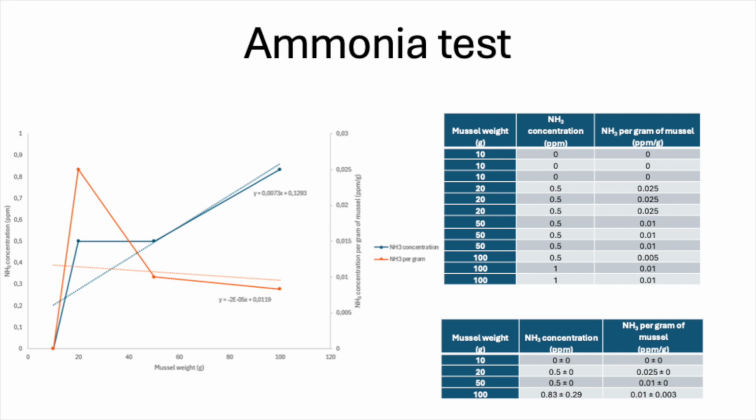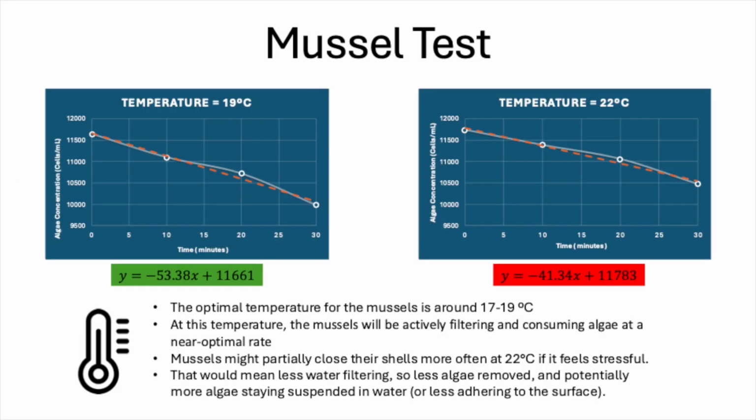Pooled group data show total ammonia rises with mussel biomass, but micrograms of NH3 per gram of mussel falls at higher weight. 10 gram mussels produced no detectable NH3 in 1 hour, likely due to low excretion or an assay limit, implying metabolism scales nonlinearly with size or density.